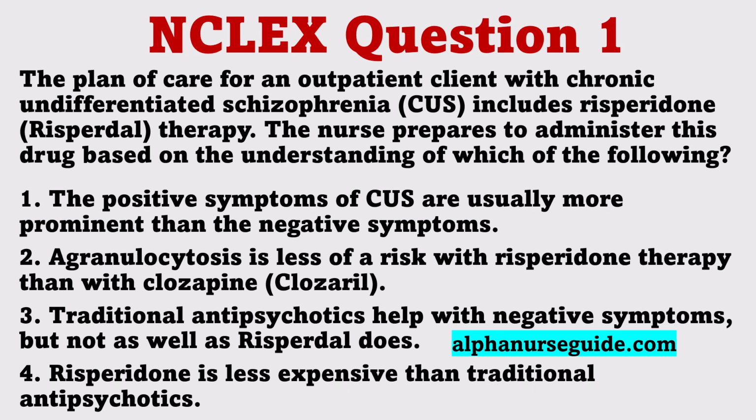The correct answer is 2. With CUS, negative symptoms are more prominent. Therefore, risperidone is given to help control negative symptoms. Negative symptoms do not respond to traditional antipsychotics, such as Haldol or Thorazine. Agranulocytosis is commonly associated with clozapine. Because it is a newer drug, risperidone usually is more expensive than traditional antipsychotics.